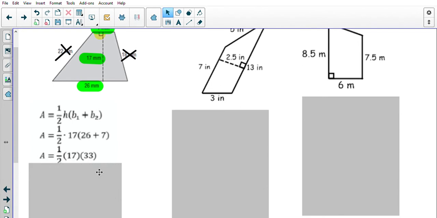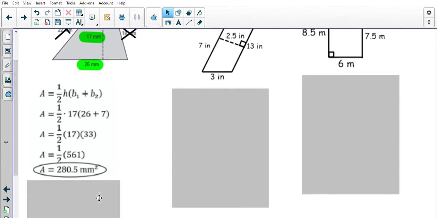26 plus 7 is 33, so I have half times 17 times 33. 17 times 33 is 561, and half times 561 gets us 280.5 millimeters squared. Again, just working through it step by step.